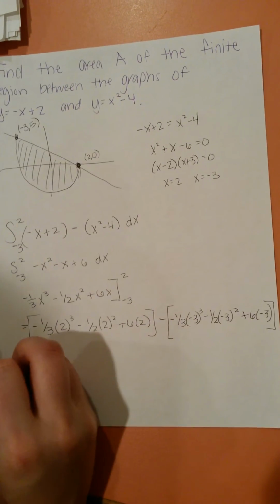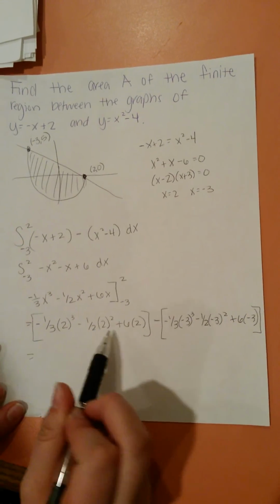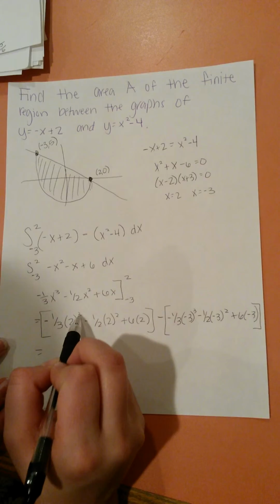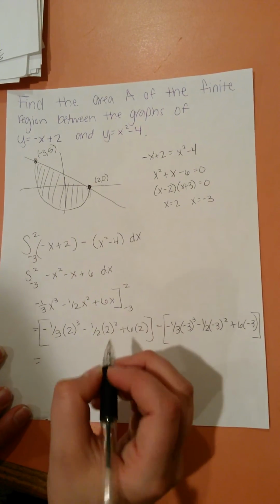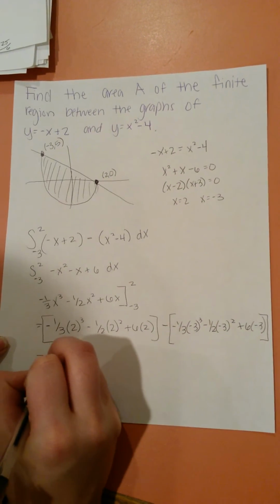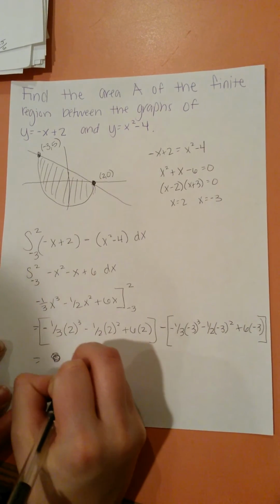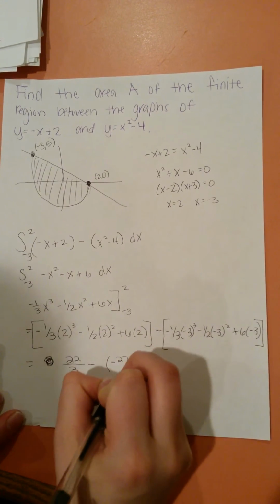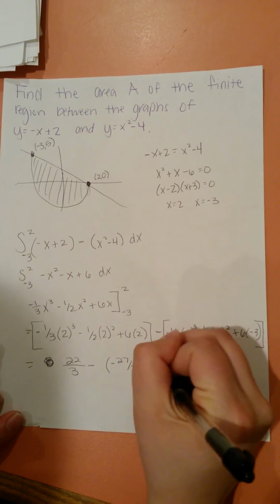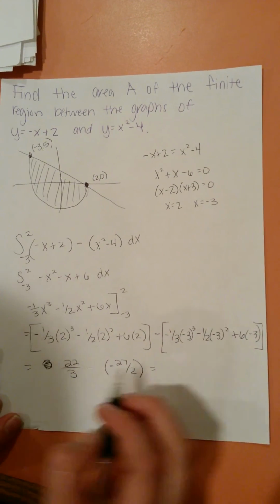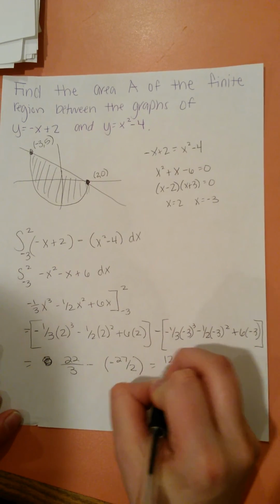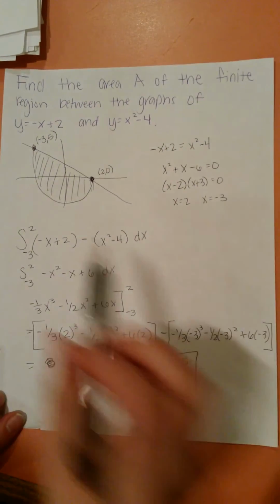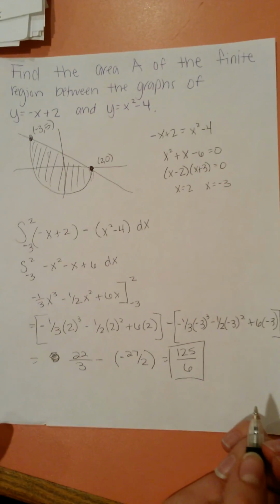Then plug this whole thing into your calculator, and remember to use parentheses, which are very important especially with exponents. You end up getting 22 over 3 minus negative 27 over 2, which in your calculator gives 125 over 6. And there's your answer. That is the area of the region between these two graphs. And that's all for tonight.